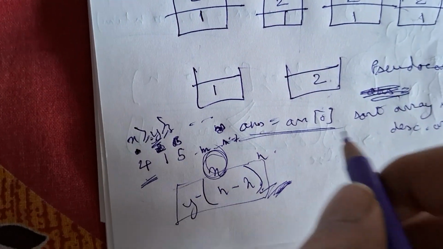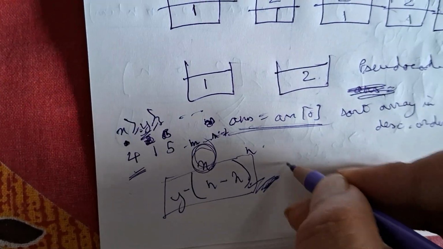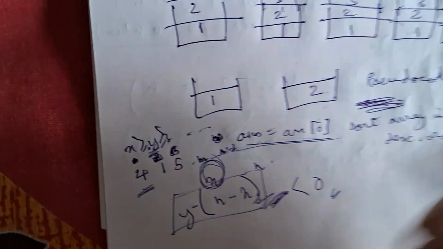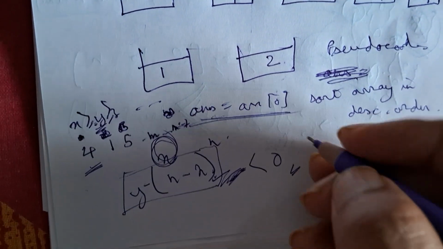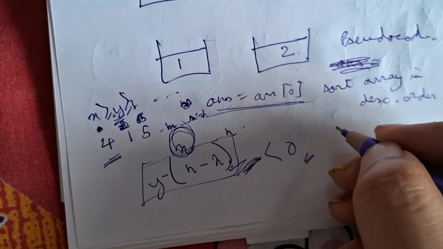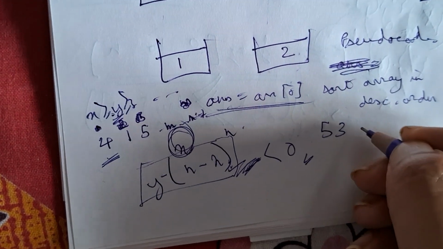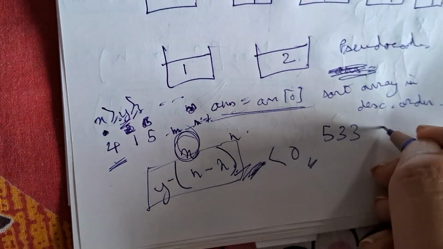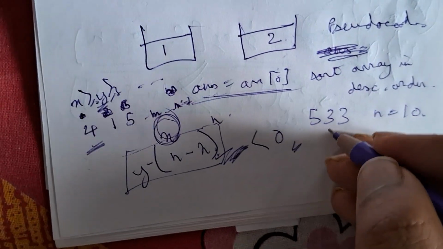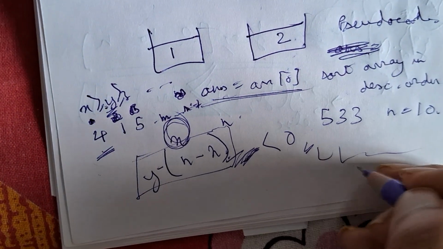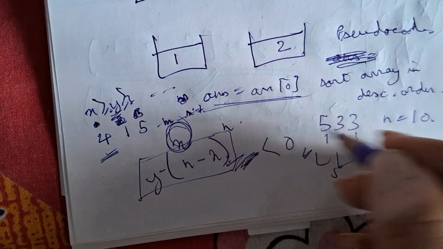But another thing: what if Y minus (N minus X) is lesser than 0? Okay, what if it is lesser than 0? So let's consider one situation where it will be lesser than 0. Let's say after sorting, the thing looks like 5 3 3 and the value of N is 10. So initially there are 10 boxes and in 5 of them we put a color. Let's say this is 1 2 3 and it is already sorted.